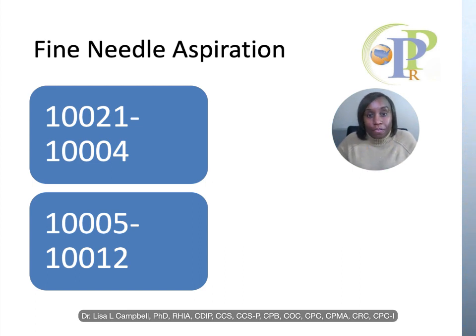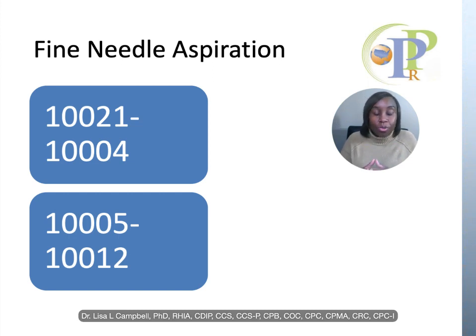All right. So fine needle aspiration. The first thing that you will notice after you go through the subsection notes is that the first two codes, 121 and 104, are fine needle aspiration without imaging guidance. You will further note that the first code is identified as the first lesion.